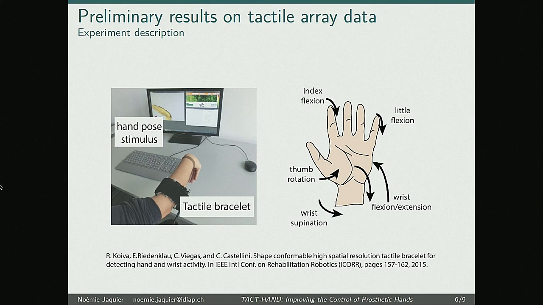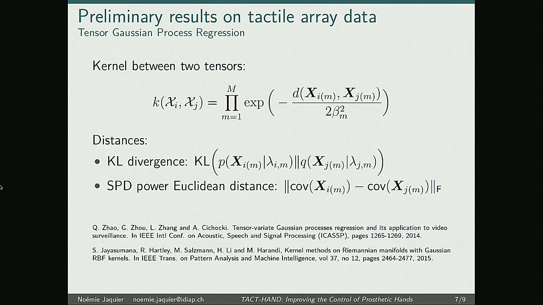We did an experiment with someone wearing a tactile bracelet. There is some hand pose on a screen, and the person has to reproduce the stimulus. We did 6 different movements: index and little finger flexion, thumb rotation, and wrist flexion and extension, and supination, that is the rotation. We used tensor Gaussian process regression to do the regression between our data and the poses. The kernel between two tensors is given by the equation on the slide.